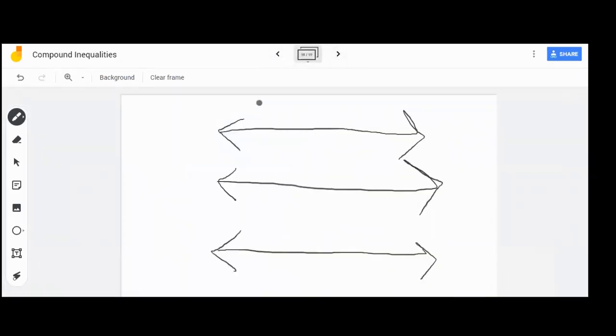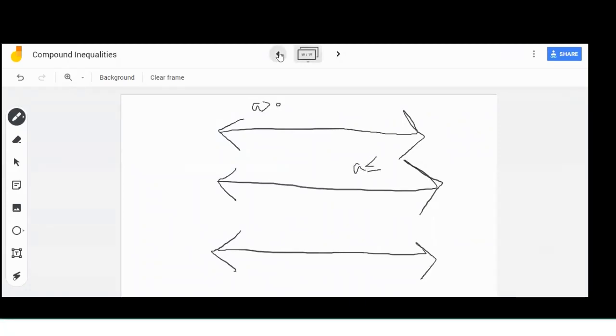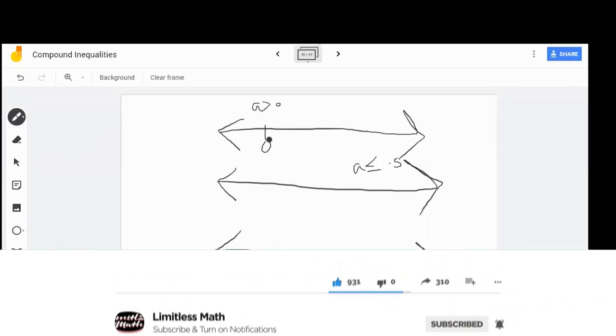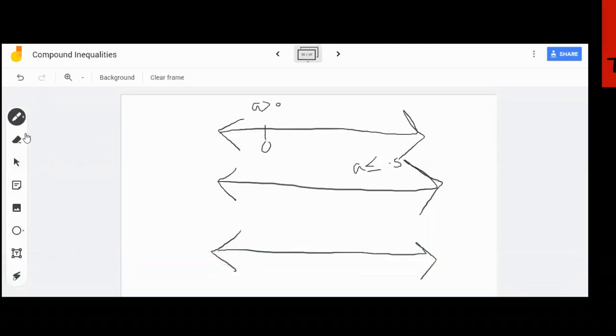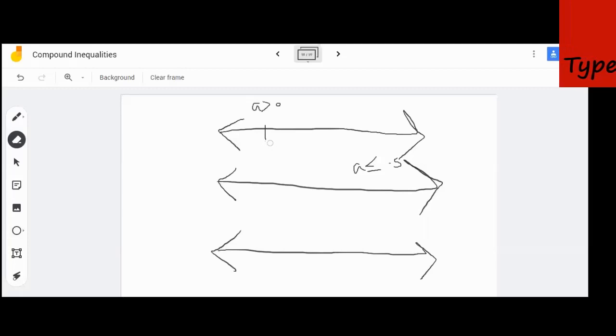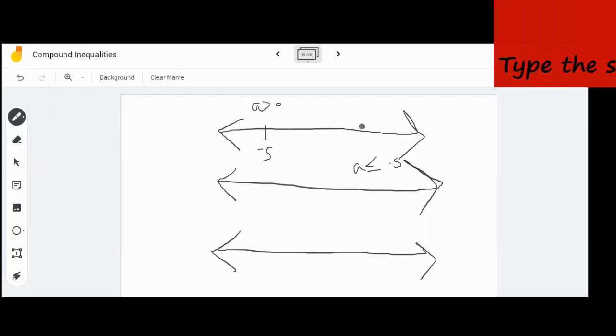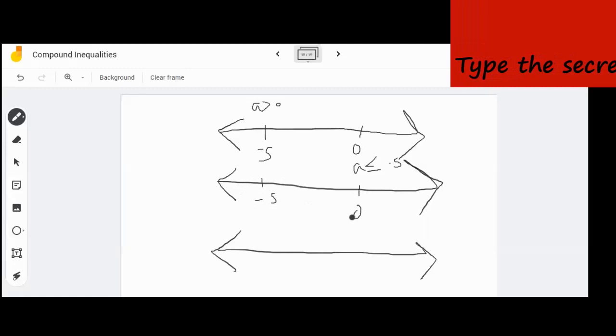So I have A is greater than 0 for this one, and A is less than or equal to -5 on this one. So putting my 2 numbers that I need, but actually let me put them in the order they would come numerically. So -5 would come before 0. -5 and 0. One more time.